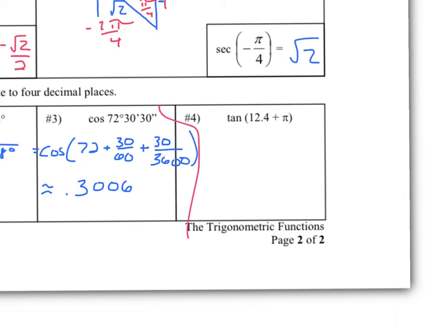Now this last problem, number 4, is in radians because there's no degree symbol. So in your calculator, before you do this, you have to hit mode and change the mode to radian mode. Type this in just as you see it, and you should get negative 0.1679.